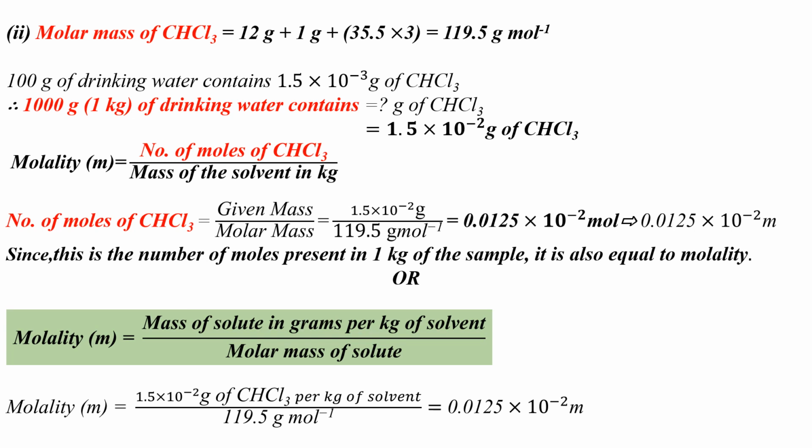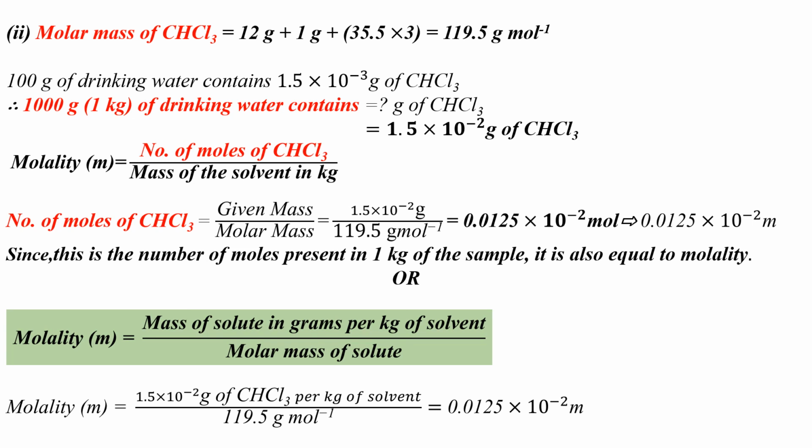For this, we must find out the number of moles of chloroform using the formula given mass of chloroform by molar mass of chloroform. So, let's calculate molar mass of chloroform first. It is given by the sum of the masses of carbon, hydrogen and the 3 chlorine atoms, and this adds up to a value of 119.5 gram per mole. Since we considered the amount of chloroform present in water sample in mass %, we found that 100 grams of drinking water sample contain 1.5 into 10 power minus 3 grams of chloroform.